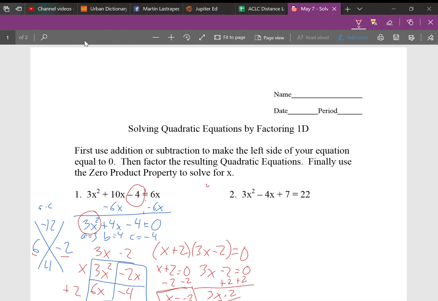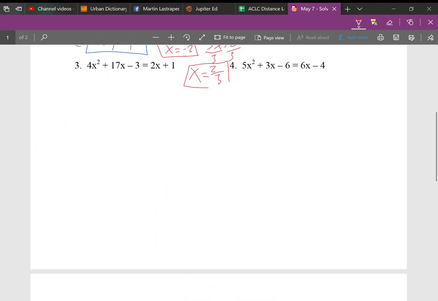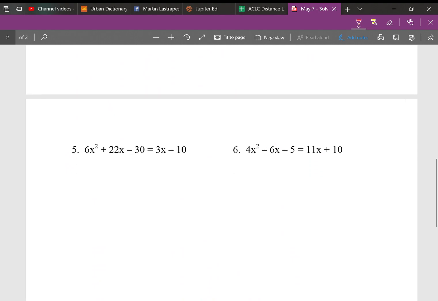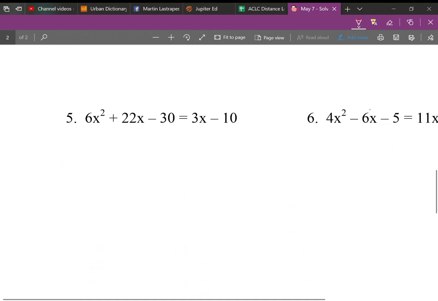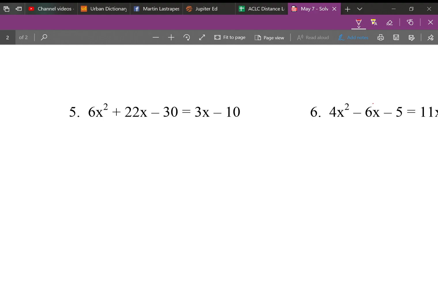Morning, guys. We are still on solving quadratic equations by factoring 1D. And I wanted to do one more problem with you. I'm going to go ahead and scroll down to number 5. Remember that what's different here between the last assignment? Well, we are seeing negatives, so I just like to spend some extra time on the negatives. Let's get right to it.